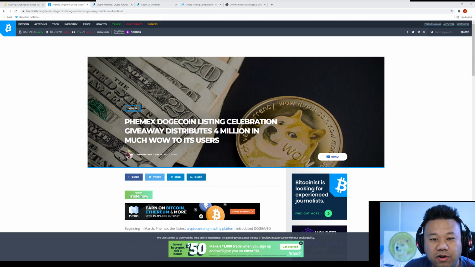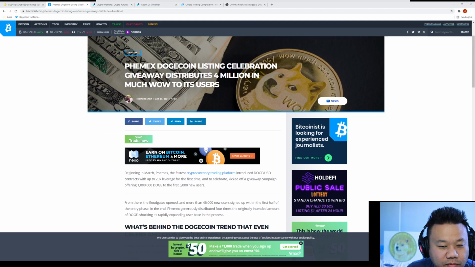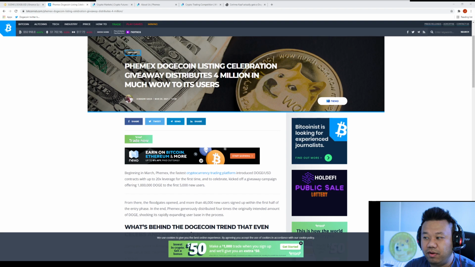Now let's get to the article because that's what I'm going to read because I think it's interesting. So beginning in March, Phemex, the fastest cryptocurrency trading platform, introduced DOGE/USD contracts with up to 20x leverage for the first time. Okay, the important thing to note here is that yes, they listed Dogecoin in March, but the other important part to note also is that they have 20x leverage. Oh my word, that is some insane leverage, okay?